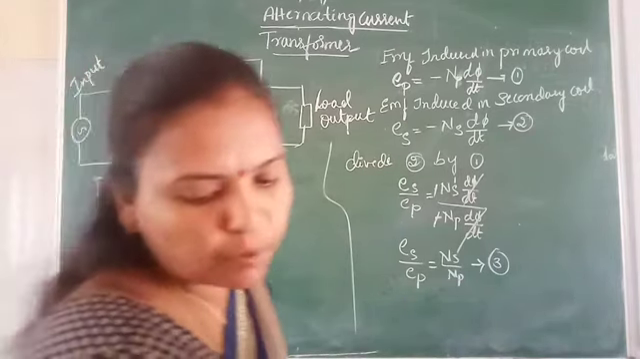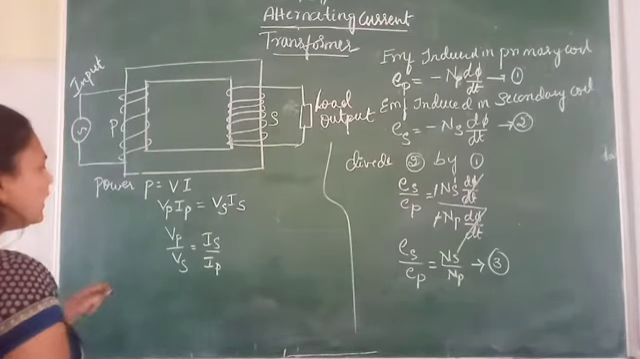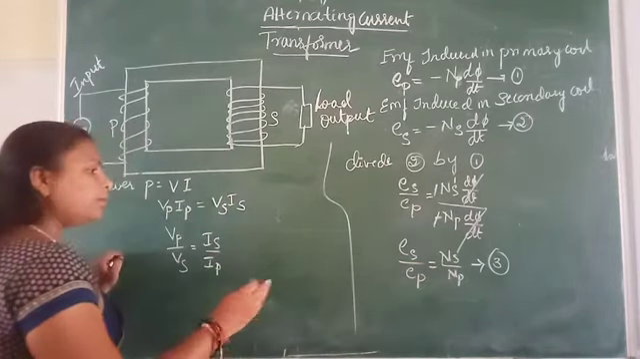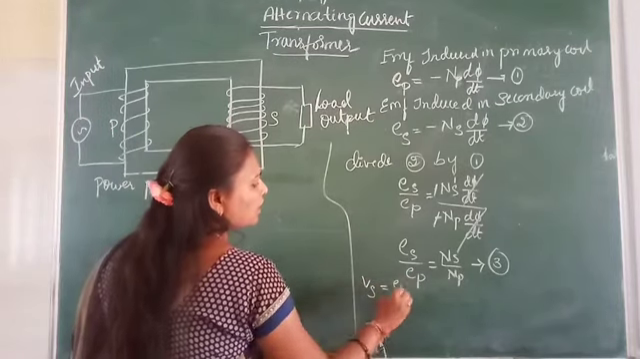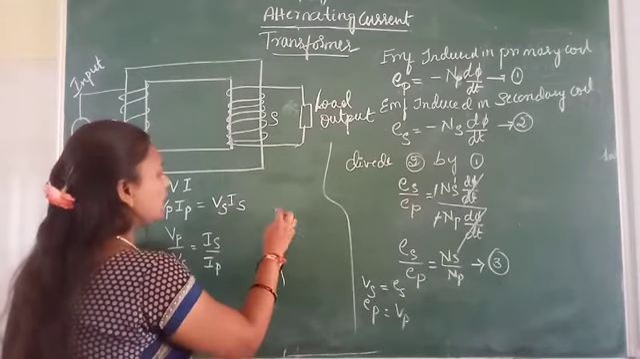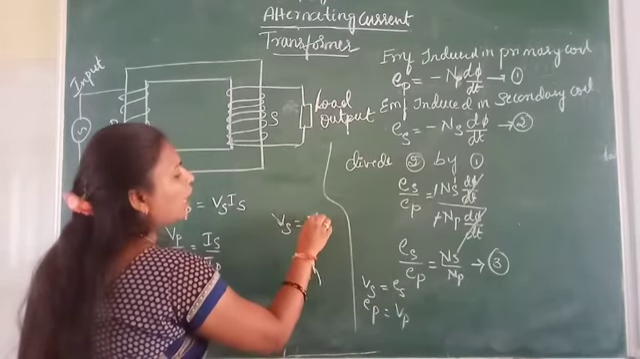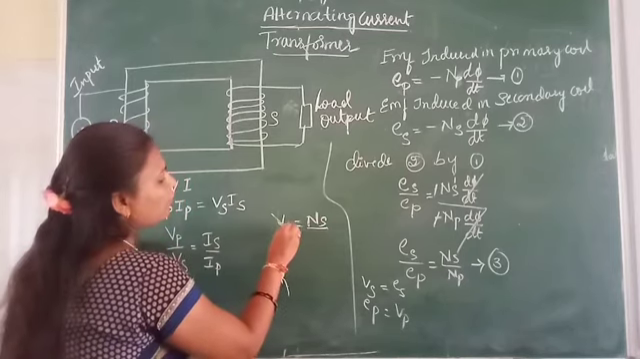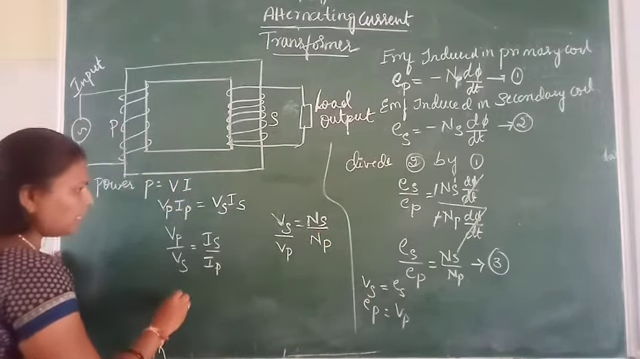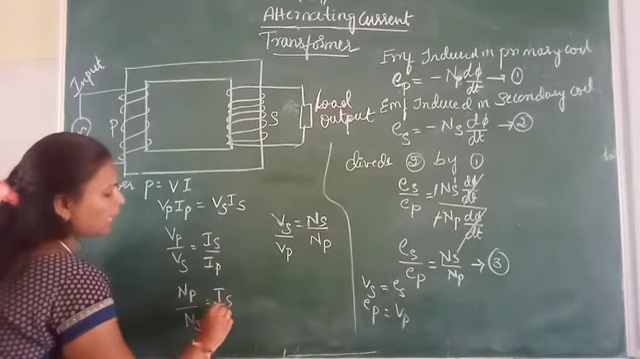So what can we write? Vp by Vs is equal to Is by Ip. Here we write Vs is equal to Es and Vp is equal to Ep. So for that we can write Es is equal to Ns, and similarly Vp is equal to Np. So we can write Np by Ns is equal to Is by Ip.